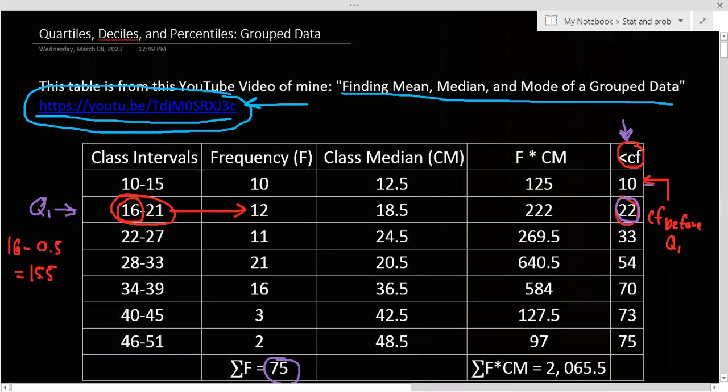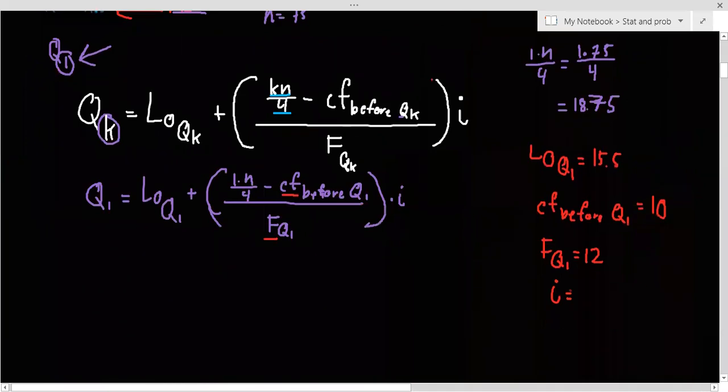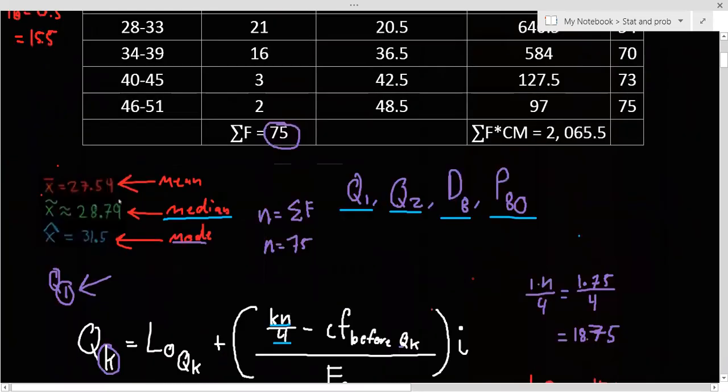16, 17, 18, 19, 20, 21. So meaning there are 6 numbers in this class interval. There are 6 numbers in this class interval. Okay? So that is your i. Your i is 6. Tapos na.